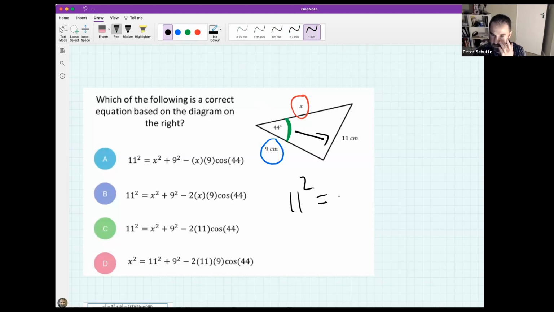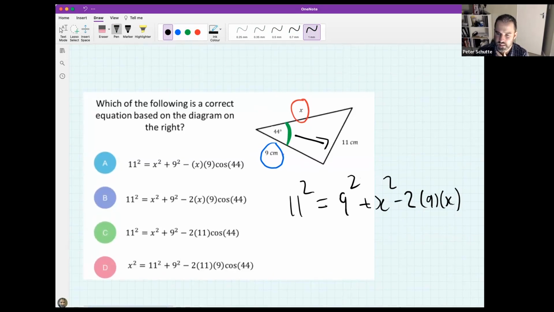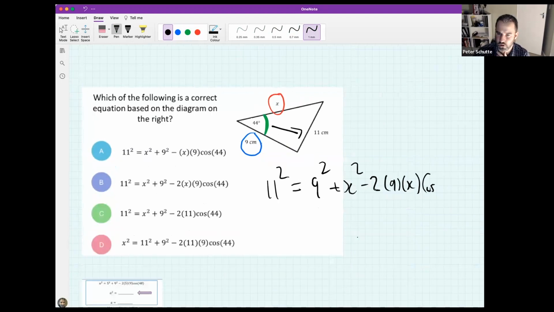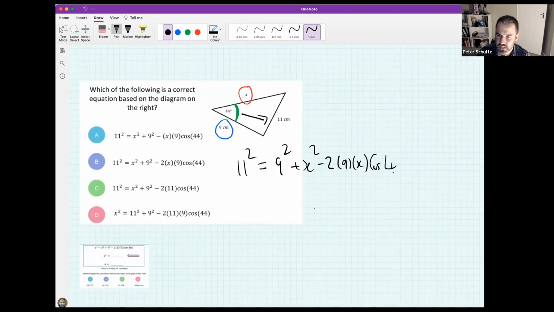You are on fire. So now it's a question of how do we know which one is next? Following this logic, it feels like this has to be a 9 squared and an x squared. And this has to be a 2 times 9 times x, just following the pattern of what we're learning. And there also has to be a cos. And now what is the angle that's going to be involved in that cos? It's going to be 44. That's what I get. Now, which one of those 4 options is going to match that?